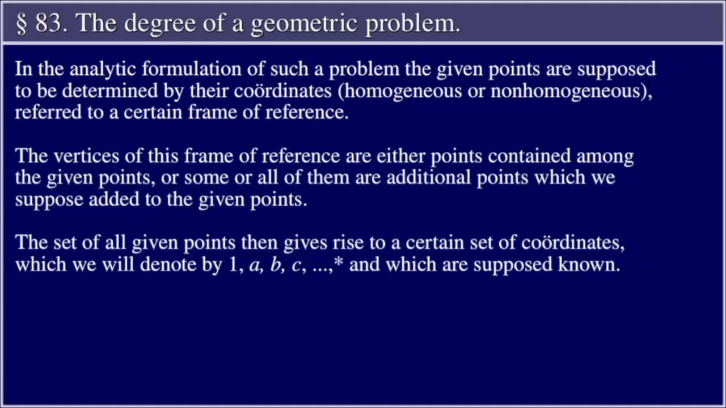In the analytic formulation of such a problem, the given points are supposed to be determined by their coordinates, homogeneous or nonhomogeneous, referred to a certain frame of reference. The vertices of this frame of reference are either points contained among the given points, or some or all of them are additional points which we suppose added to the given points. The set of all given points then gives rise to a certain set of coordinates, which we will denote by 1, a, b, c, ..., and which are supposed known.